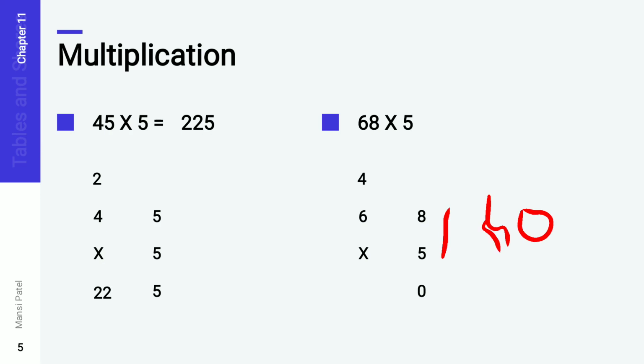Now after that we are going to do the multiplication of 5 6s are 30. Whatever the answer is of multiplication, that we have to add to this carry. So 5 6s are 30 and 30 plus 4, that is 34. So we can say that 68 5s are 340.